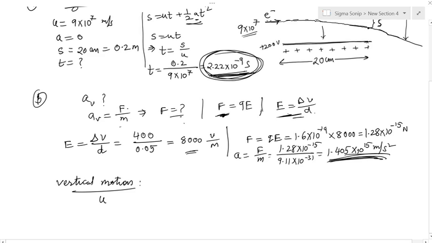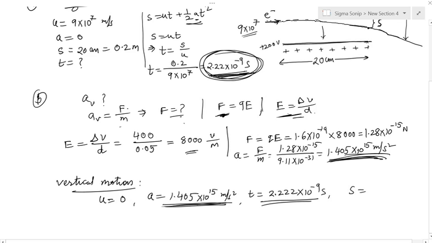So what is initial vertical velocity? 0, because initially when the particle entered the electric field here, it was only traveling horizontally. So U equals 0. A is equal to 1.405 times 10 to the power 15 meter per second square. Then it underwent this much acceleration. It experienced this much acceleration only for this much time given here. And we need to find out in this much time how much vertical distance it will cover.